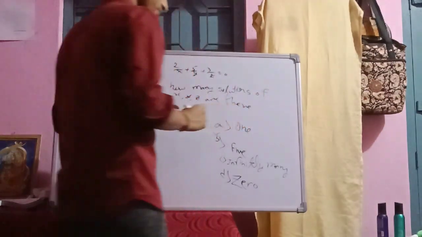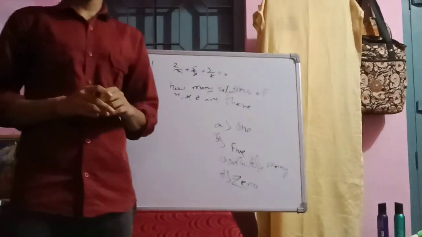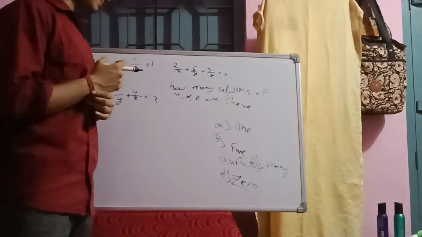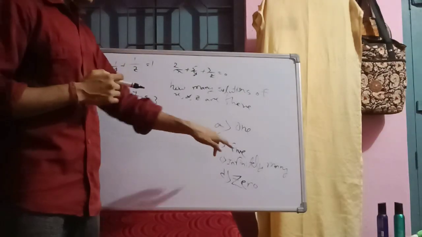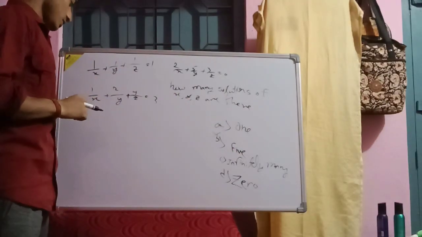One solution for the variables, infinitely many solutions for the variables. So, of course, you cannot have five solutions. Now, let's get into it.